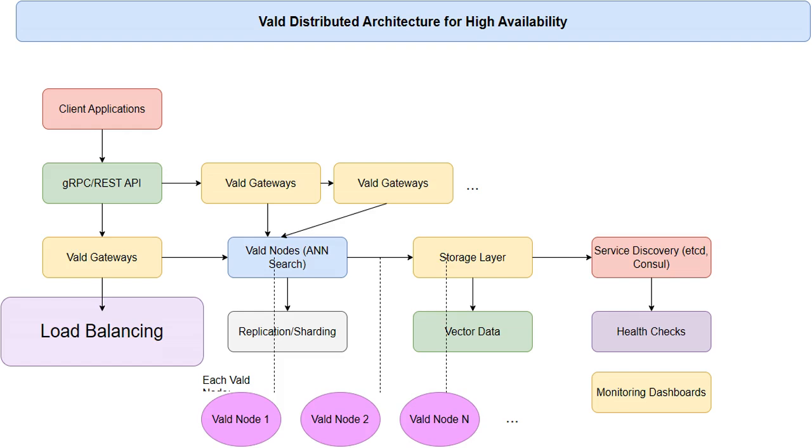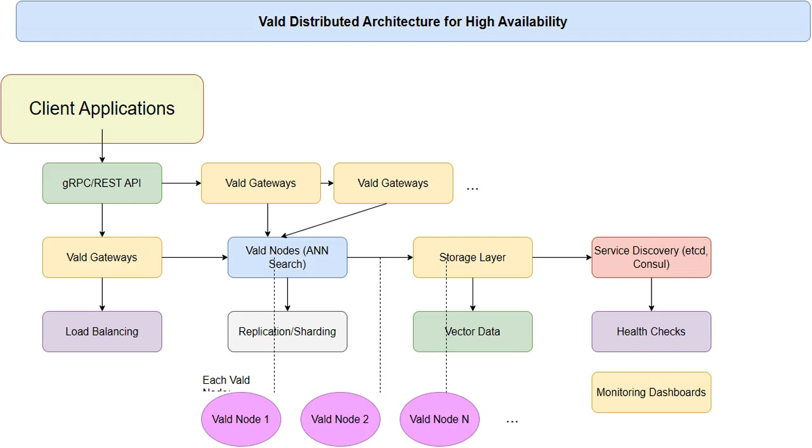Let's zoom in on load balancing. It distributes incoming search queries evenly across the Vald gateways or directly to Vald nodes. This prevents any single node from becoming a bottleneck and ensures that the system can handle a high volume of queries.